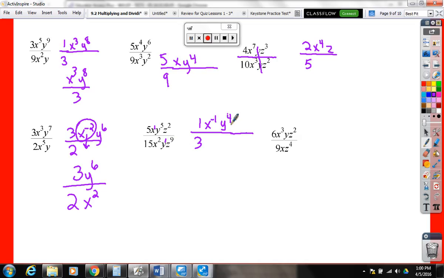Then z to the negative 7. Good. Okay, so we need to take this exponent and this one, and we need to move them down. So what's going to be left on top? On top, we're going to do y to the 4th. We can get rid of that 1, because it doesn't need to be there. And then on the bottom, we had a 3. What else do we have? x to the 1 is just x, and then z to the 7. Good. Nice job.